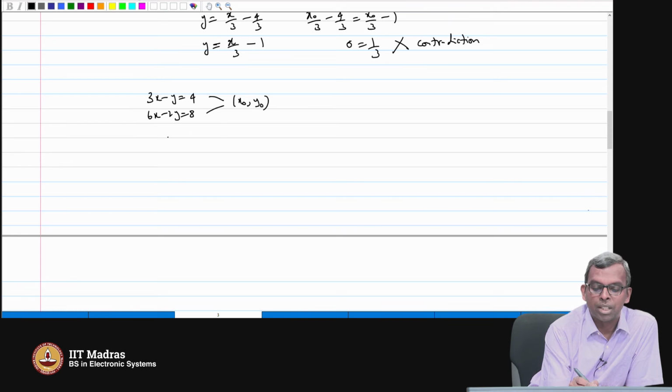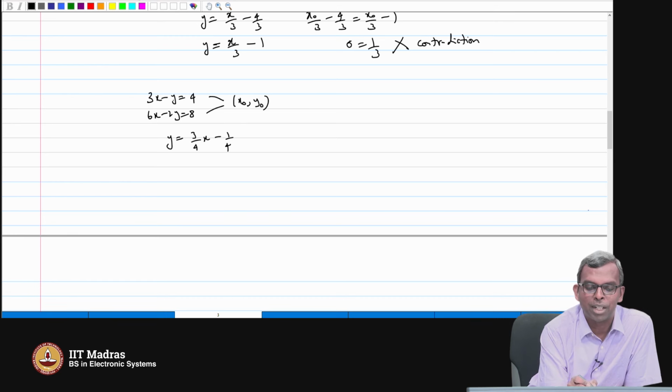Let us write this equation down. You are going to write y equals 3 by 4x minus 1 by 4, right? This is this equation. So, you look at the first equation, take y to this side, 4 to this side, and then why am I dividing by 4? I am sorry, this is not correct. Y equals 3x minus 4. That is it. That's what I want.